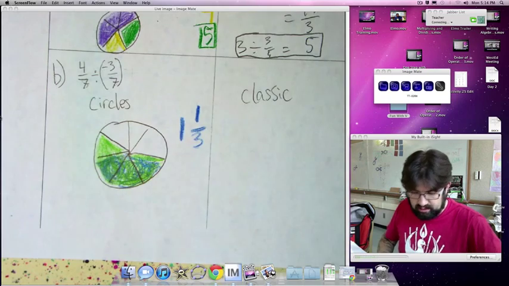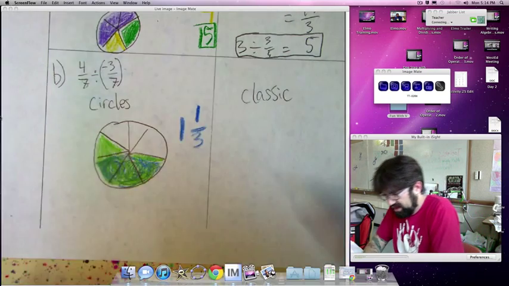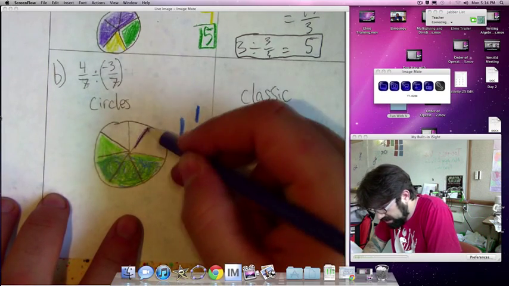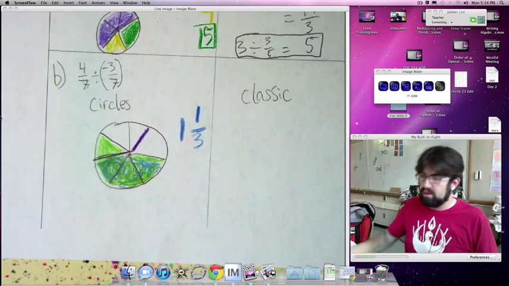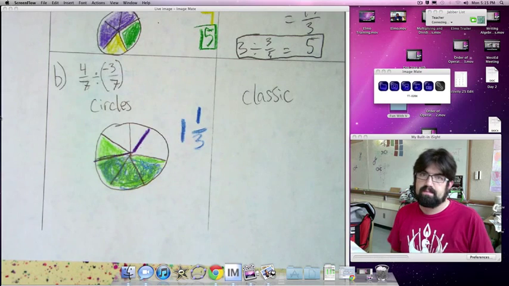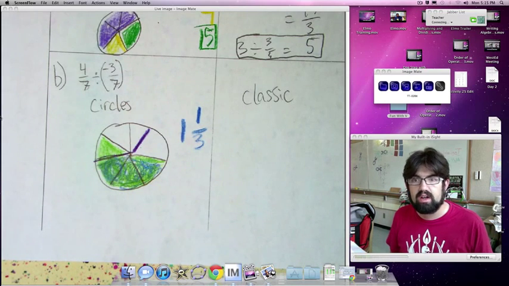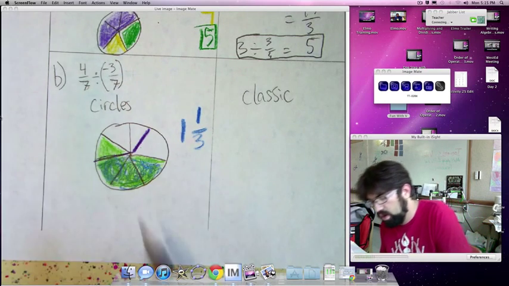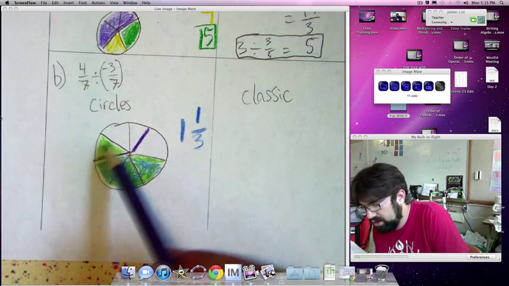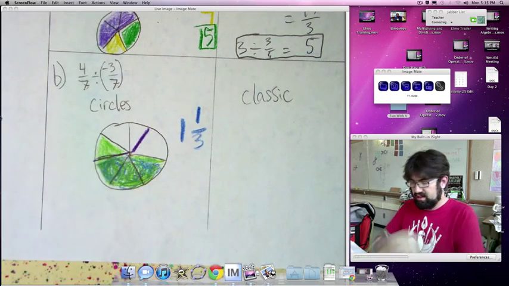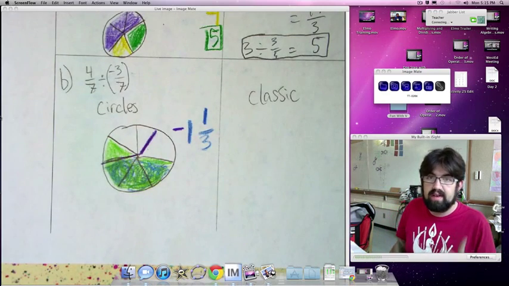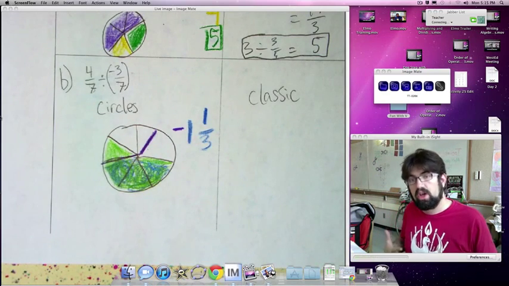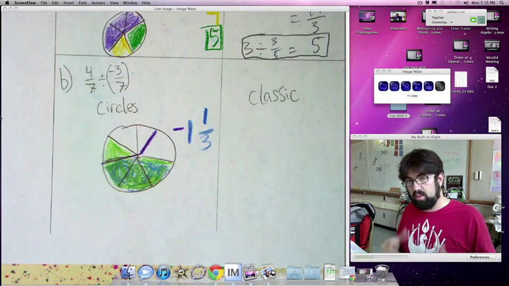Because I'm missing those other 2. Because I need these 2 right here. So from here to here, I've only got one of the 3 I need. I need one. I only have one of the 3. And again, a positive divided by a negative is a negative. So my answer should be -1 1/3.